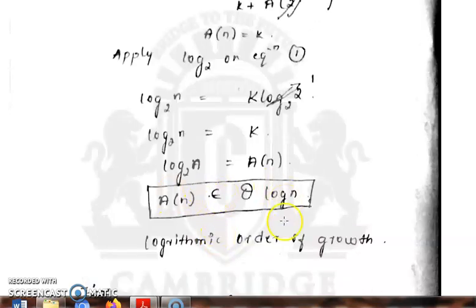And we can rewrite this equation as a of n belongs to theta of log to the base 2 of n. So this is the order of growth, which is the logarithmic order of growth of this algorithm.